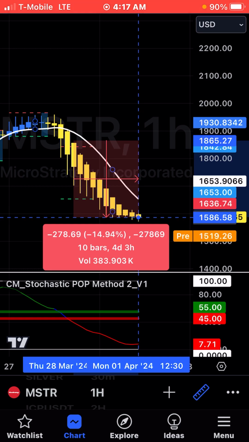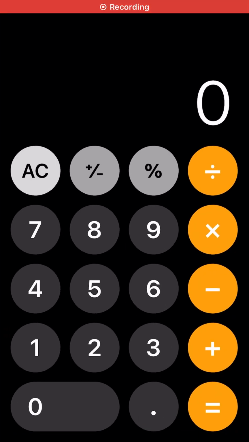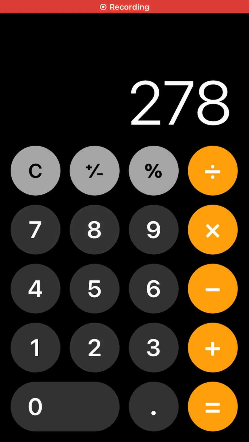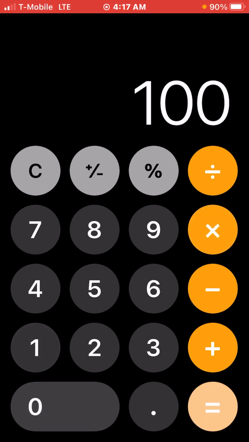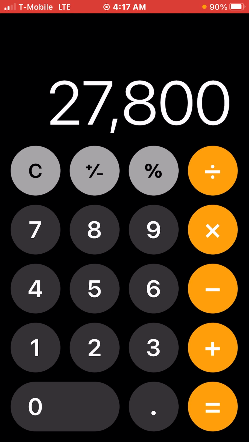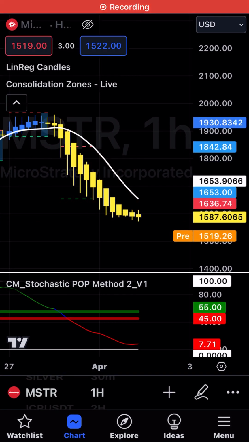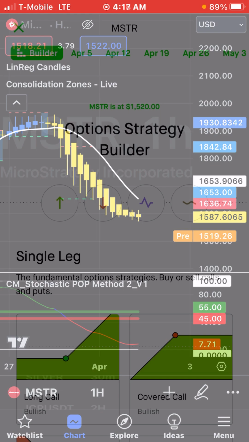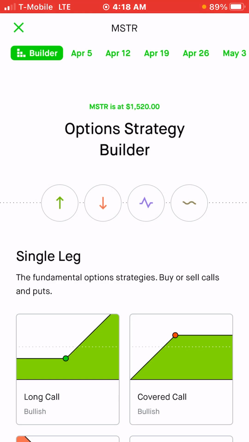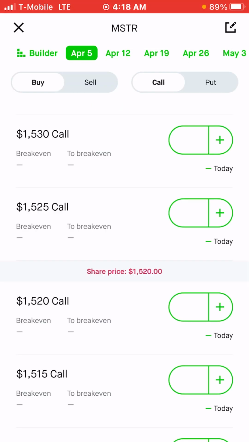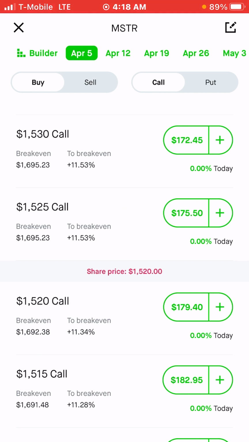$278 move. So if you were able to afford that contract, you make about $100 for every dollar. So that is a $27,000 move if you did options. So like I said, the contracts are going to be very expensive. Even if you do a one-day contract, it's still going to be pretty expensive.